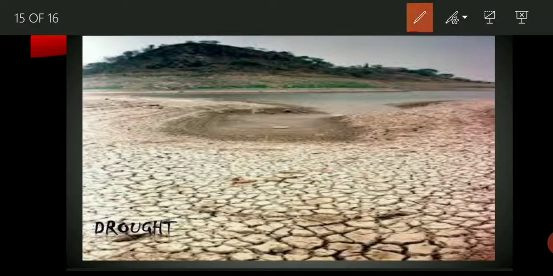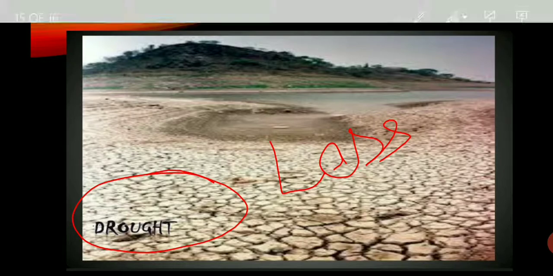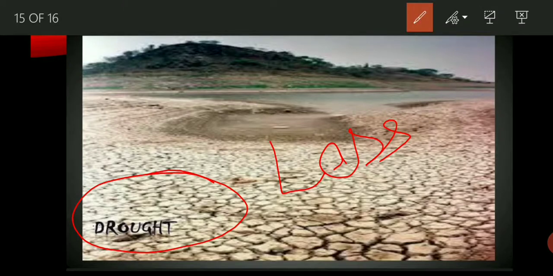Now, what is this condition? This is drought. This is caused because of the less amount of water. If there is less water, people will not be able to get water for drinking and for other various purposes. So it will create difficulty for the living beings also.